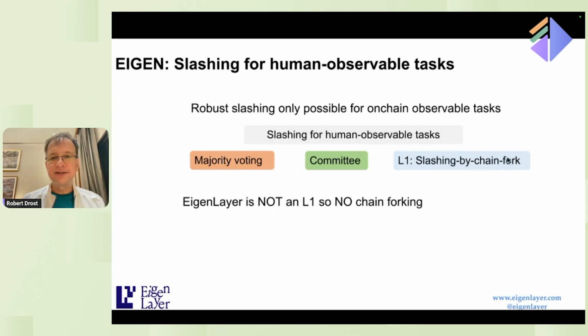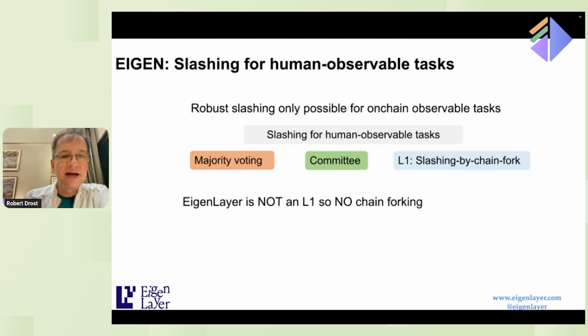So the L1s have the superpower, which is slashing by chain forking. That's the reason why you could have BTC and Bitcoin Cash, and that's the reason you originally had ETC. And ETH that we all know now is actually a fork of the original ETC chain. So you can have these slashing by chain forks where people move things around and decide that this chain has the real token value, this one does not.